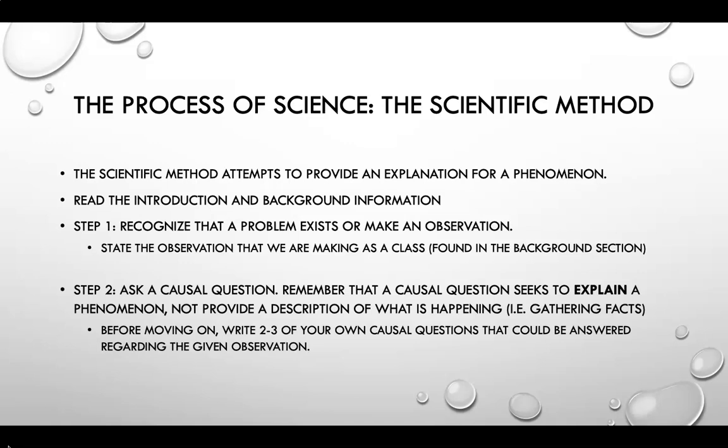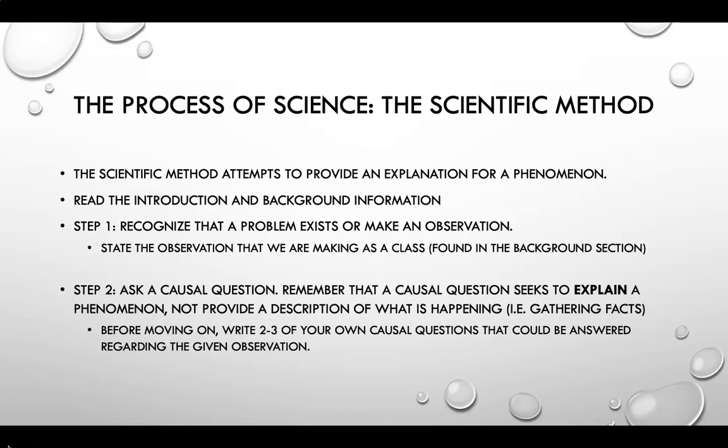The next thing that you're going to do is ask a causal question that attempts to explain the reason for the problem or the observation. Now, there are two kinds of questions, causal and descriptive. A causal question seeks to explain a phenomenon, where a descriptive question attempts to describe a phenomenon. So essentially, you're looking for the why something happens versus what happened.